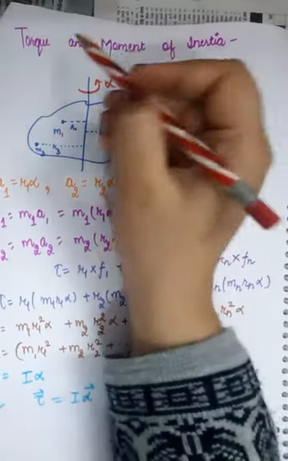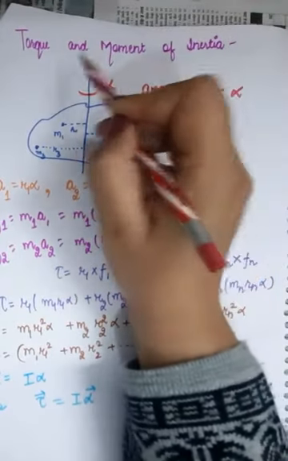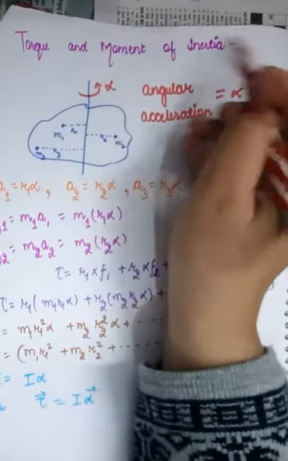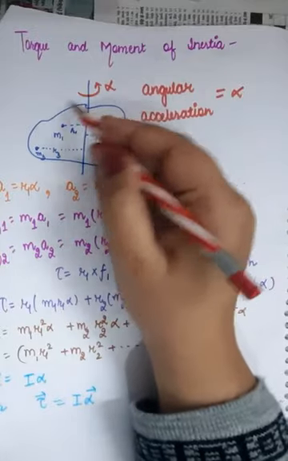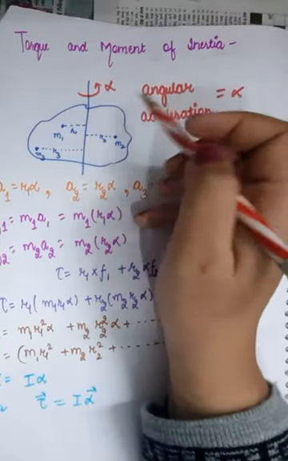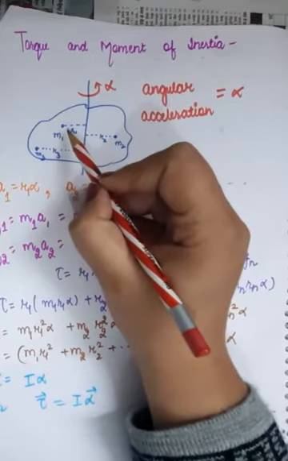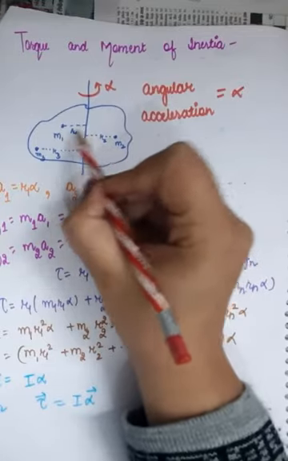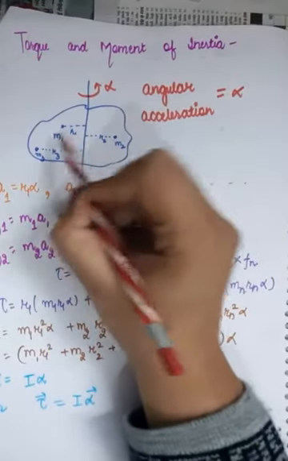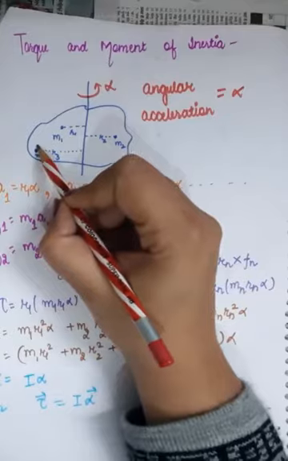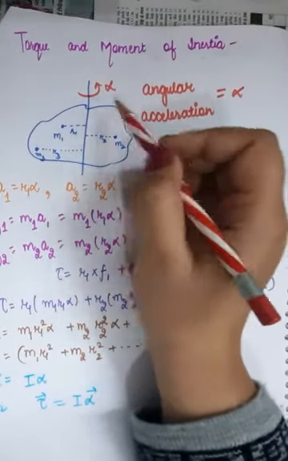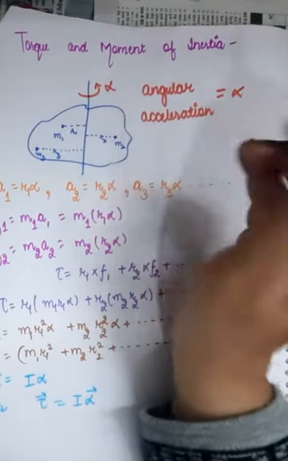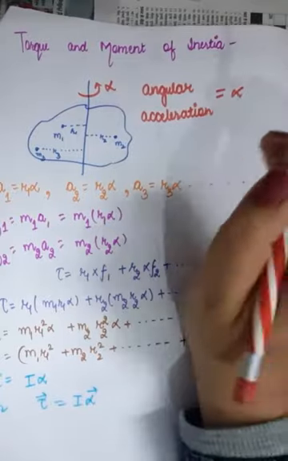Next, we are going to discuss torque and moment of inertia. We are going to establish a relationship between torque and moment of inertia. Suppose once again you have a body which is rotating, right? It has several masses in it, m1, m2, m3, which are situated at r1, r2, r3 distances from the axis of rotation. Now, if you apply a torque on this body, the body will be rotating with some angular acceleration alpha, right? So angular acceleration is alpha.